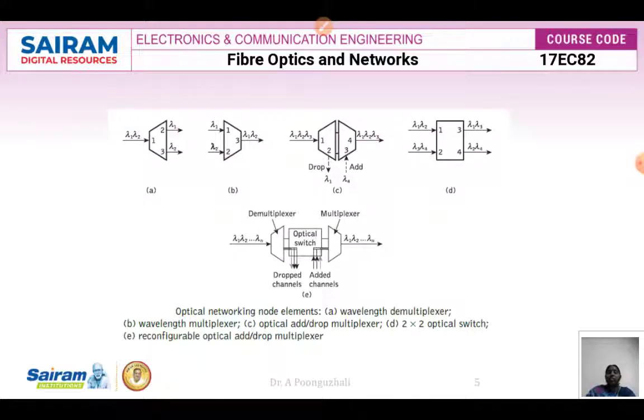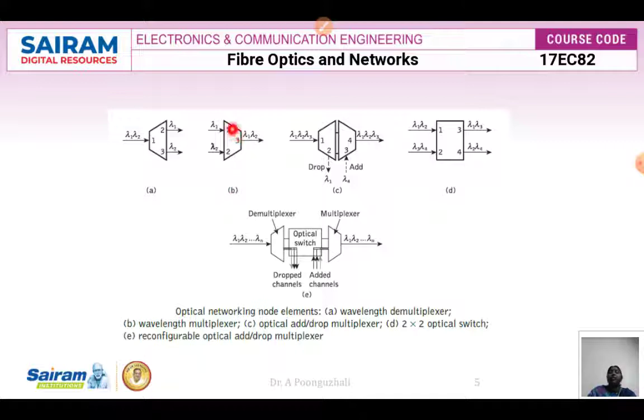These are your optical networking node elements. One is your wavelength demultiplexer. This is a 3-port optical network where through port 1 we have the multiplex signal lambda 1 and lambda 2, which is demultiplexed and obtained at the corresponding output port. At port 2 you have lambda 1, and at port 3 you have lambda 2. Next is your wavelength multiplexer operation.